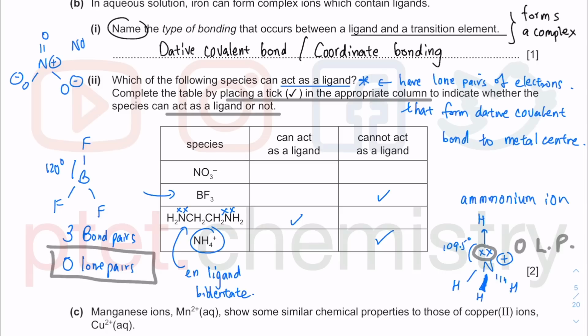This is how the structure of NO3 minus looks like, and you should be able to think of this just like carbonate as well. 120 degrees. This is 3 bond pairs and 0 lone pairs around nitrogen.